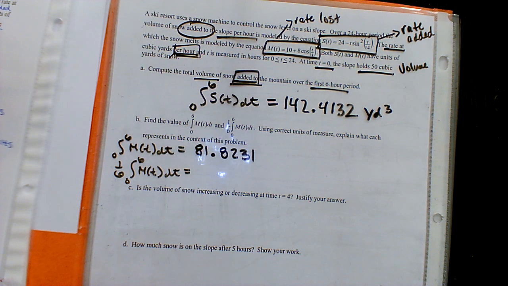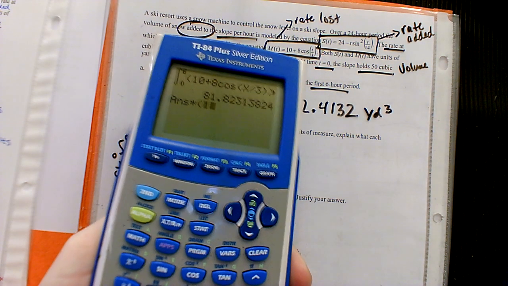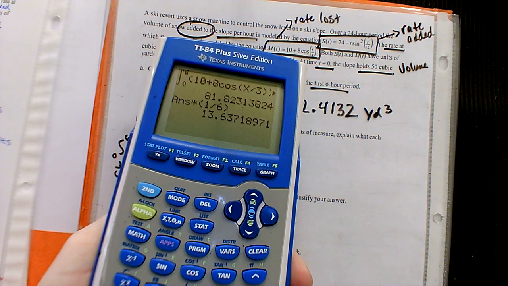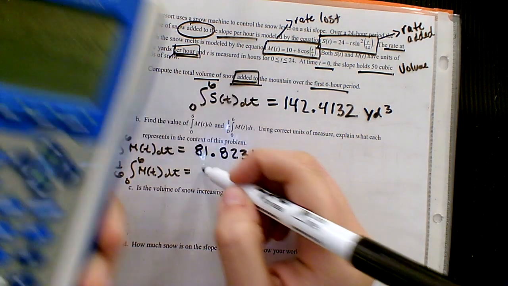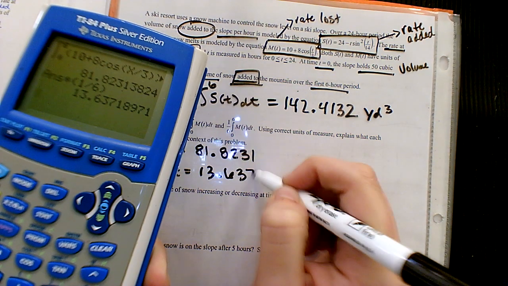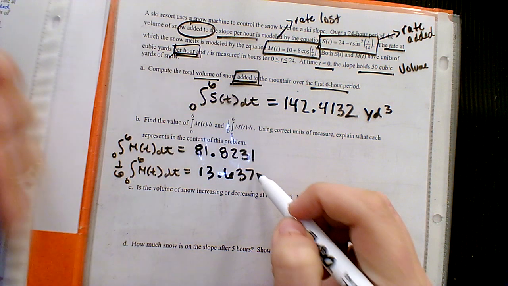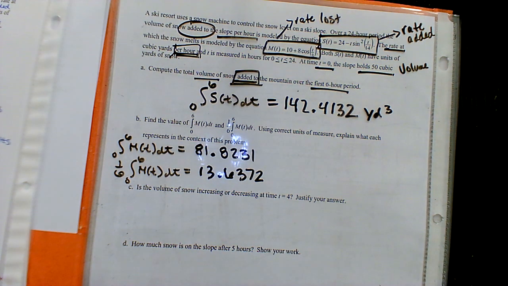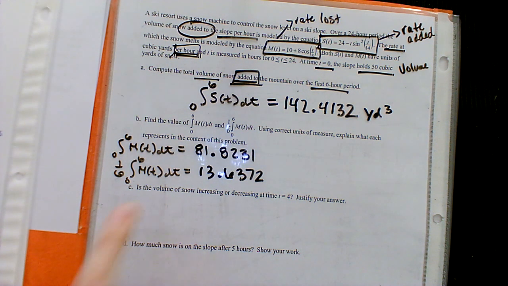How can we get the other integral value? Multiply by 1/6, yep. Or divide by 6, same deal. We'll get 13.637. Chop it 1, round to 2. Either one's fine. All right, so using correct units, let's maybe put those in, and then we're going to explain what each one represents in the context of the problem.